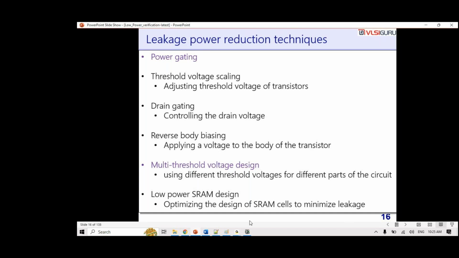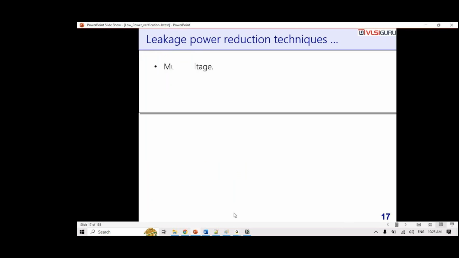Okay, so what can be controlled? One is the multi voltage. You can develop your design with multi voltage domains, where some part of the design is working on one voltage, and some part of the design is working on a different voltage. So that is one thing that can be done. Let's briefly talk about what multi voltage domain refers to.